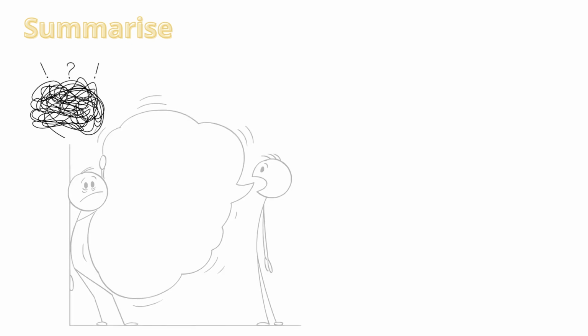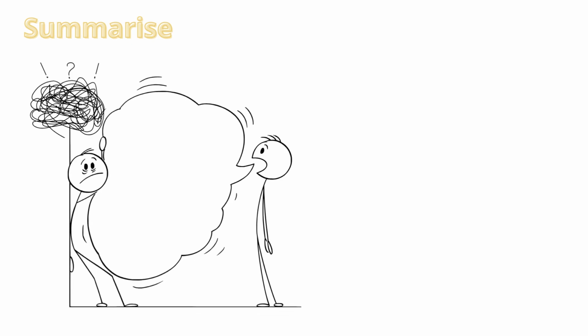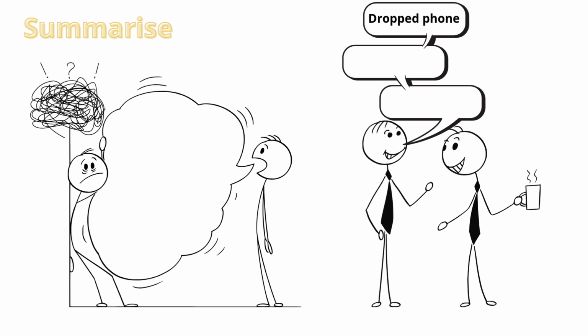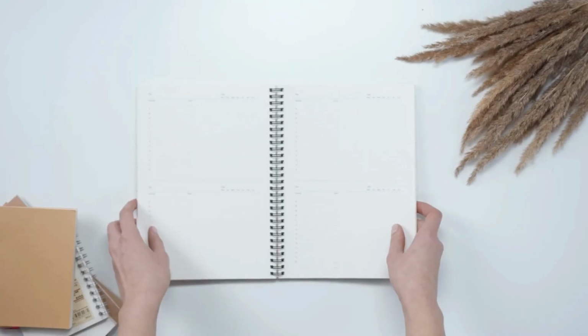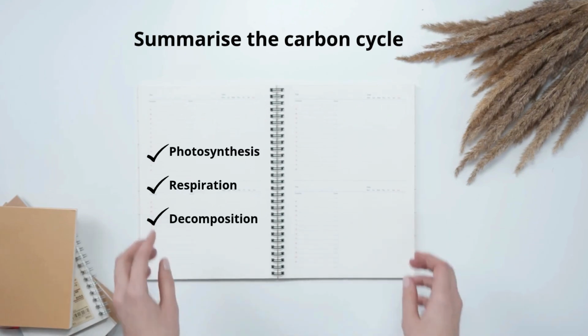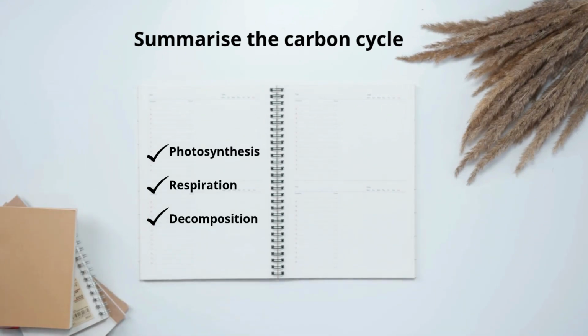Summarize. Let's say your friend just told you a 20-minute story about this terrible day. You don't repeat the whole thing, you give the short version. He dropped his phone, it's cracked, he's mad. That's it. That's a summary. In science, when the question says summarize, it means just give the key points. No deep details, no long explanations, just the essential info.